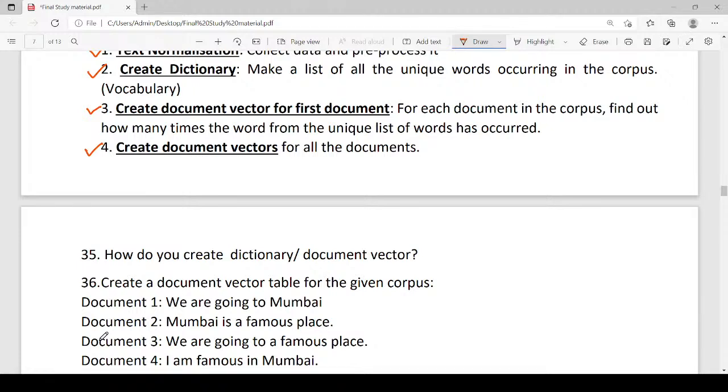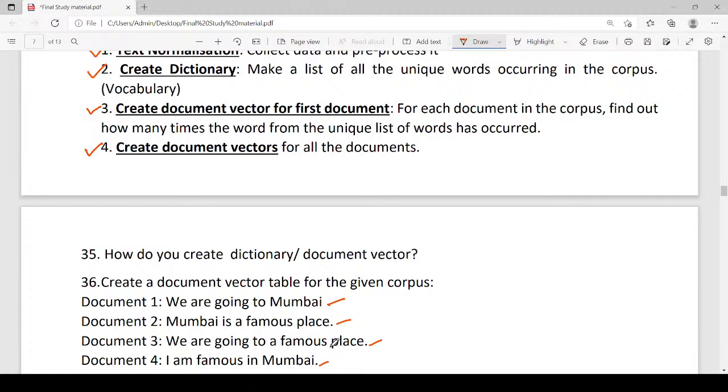Now again, for this particular example, I would be considering the stop words, and then I'm going to show you the output of bag of words provided you take into consideration the stop words. There are 4 documents given here. We are going to Mumbai. Mumbai is a famous place. We are going to a famous place and I am famous in Mumbai.